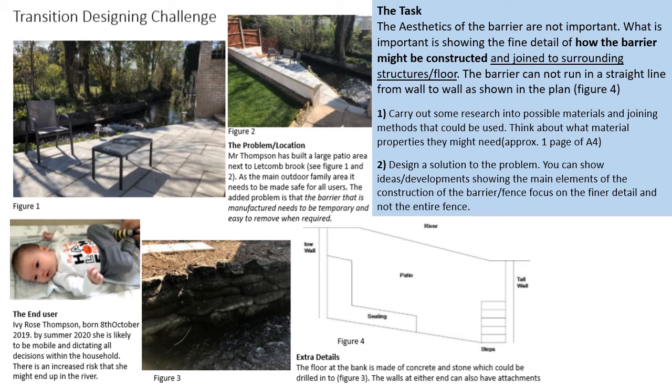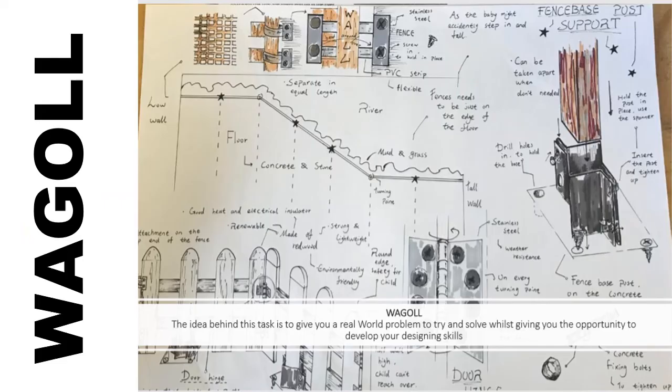And then 2 is design a solution to the problem. You can show ideas or developments showing the main elements of the construction of the barrier, focus on the finer detail and not the entire fence. So you're probably thinking, oh my days, what is this going to look like? How am I going to lay this out? Let me show you a student example from a previous Year 12 student.